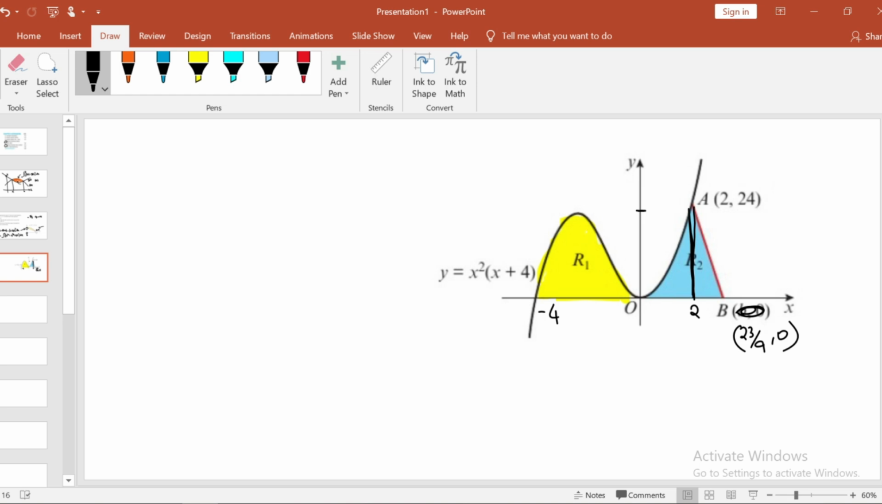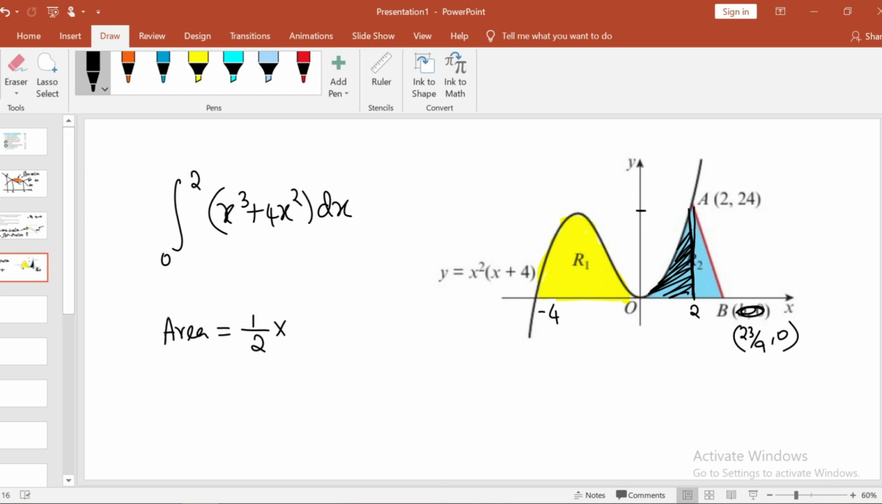First, if you integrate the function from 0 to 2, x cubed plus 4x squared dx, you will get the highlighted area. And you are left with the triangle, correct? Which I can find using half base times height. Height is 24. What would be the base? This total length minus this 2. Total length is 23 over 9 minus 2, isn't it?